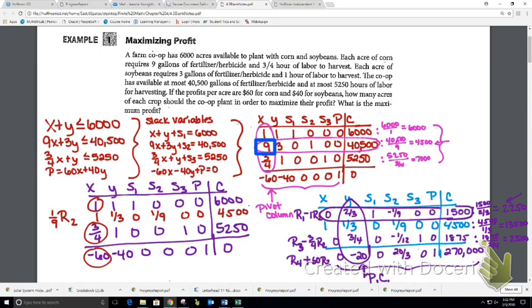And so now we're just going to repeat everything that we were doing. We're going to rewrite our table. Remember now this 2/3 here is my pivot element. I need it to be a 1. So we're going to get that by multiplying that row by the reciprocal of that number.